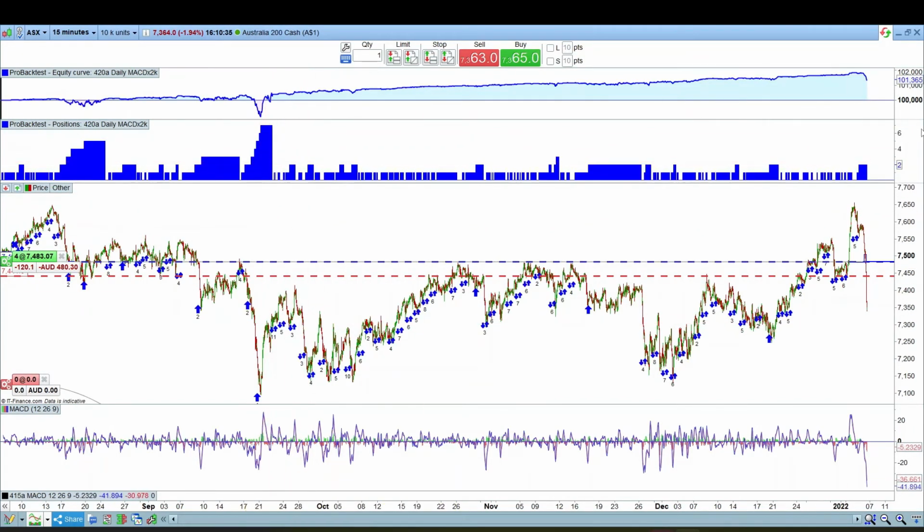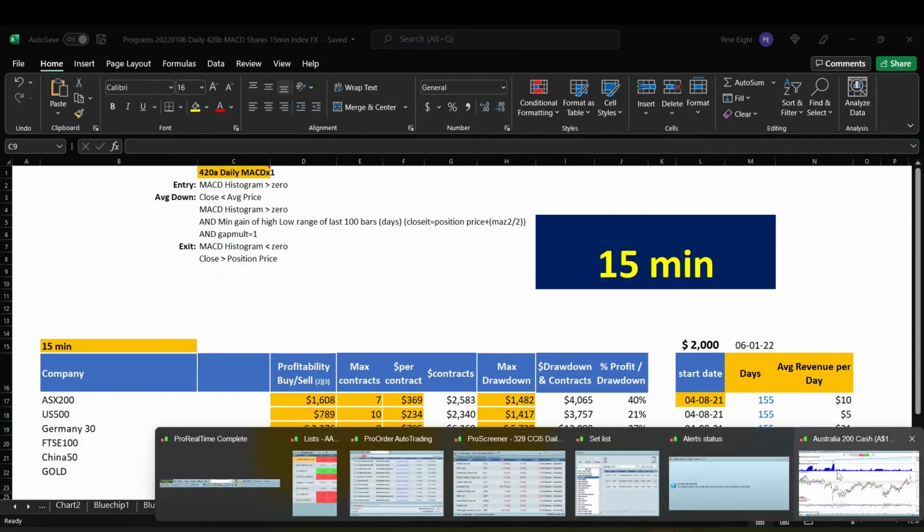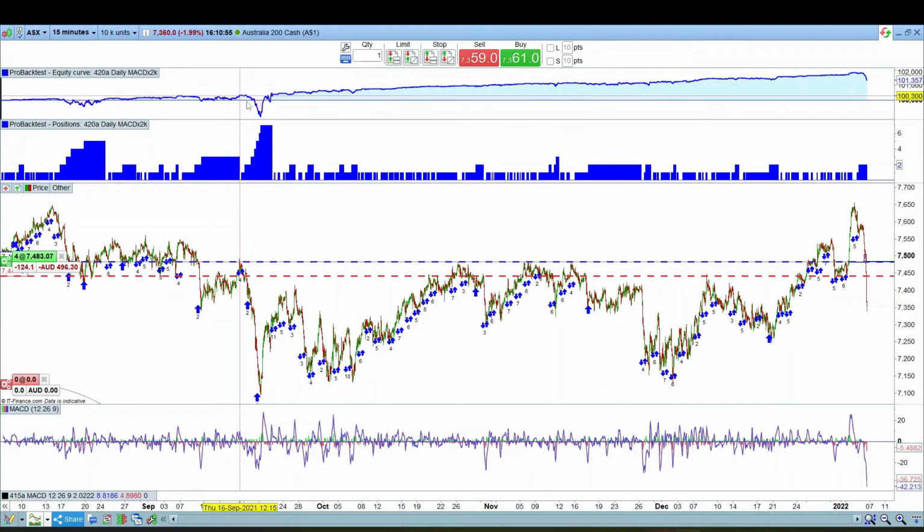So back here for the ASX, it generated 1365. Okay, this is a live chart. We had a maximum of 7 contracts. So ASX, it's dropped a bit, 1608 since I drew this table. 7 contracts was the max. The maximum drawdown was 1482. That most likely would have been from that high to that low, 1482.